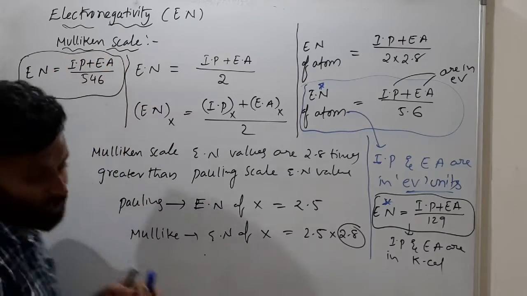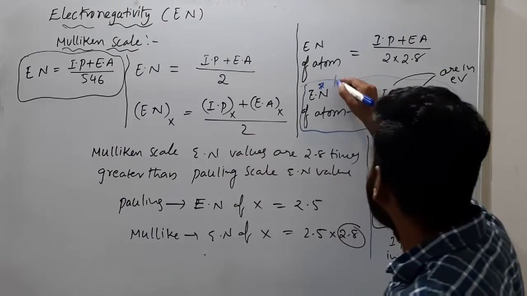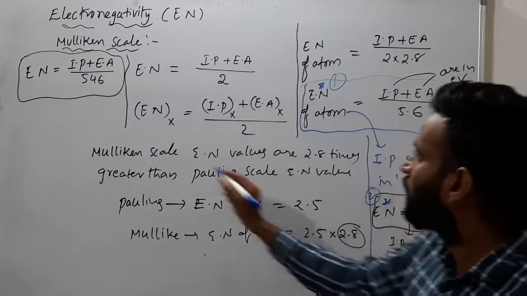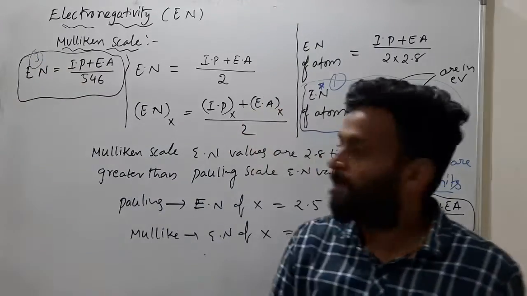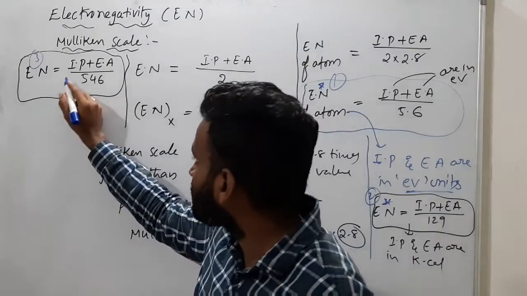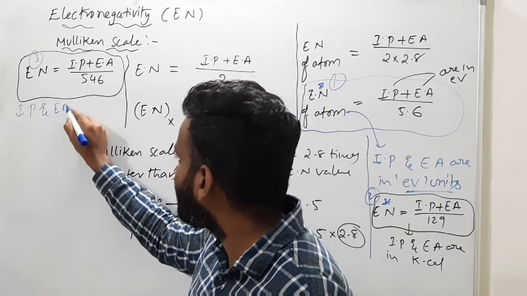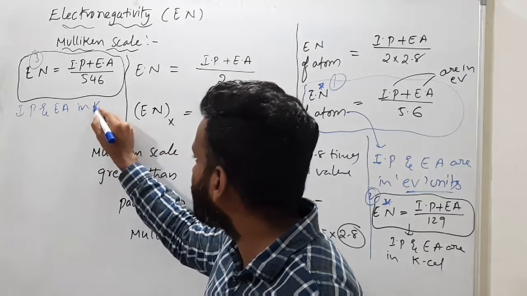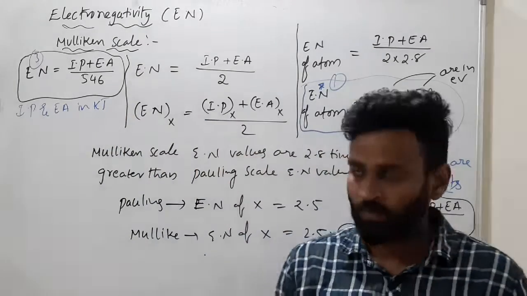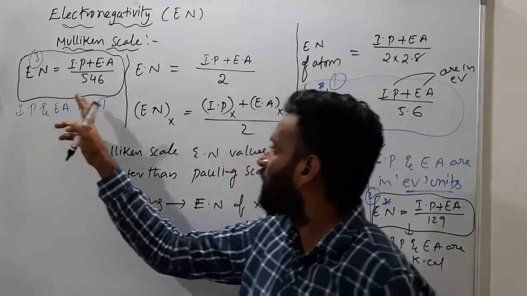This is also an important formula. Three formulas I have given: one, two, and this is three. IP plus EA by 546. But here this IP and EA are in kilojoules per mole. Please remember all these things.